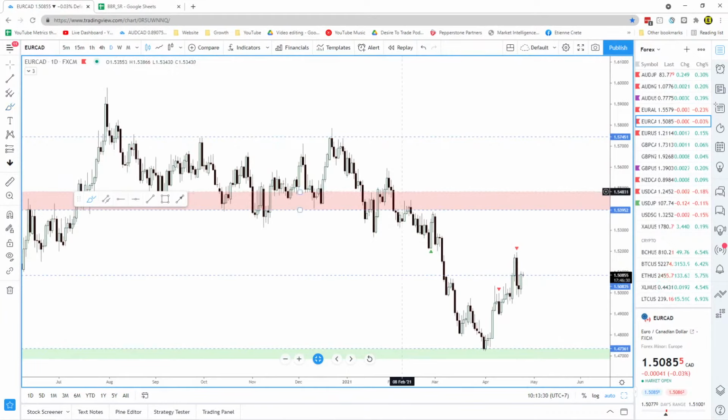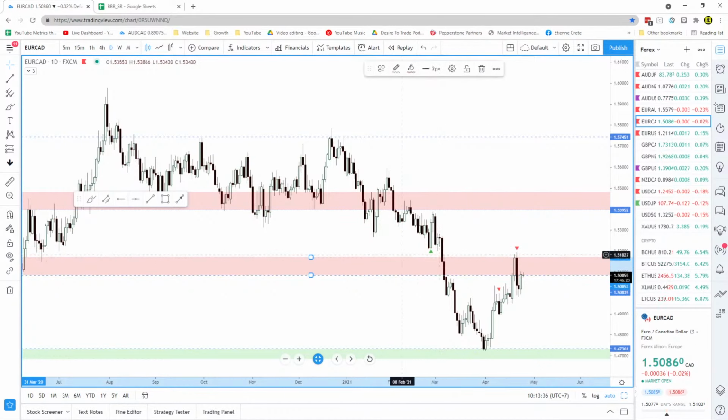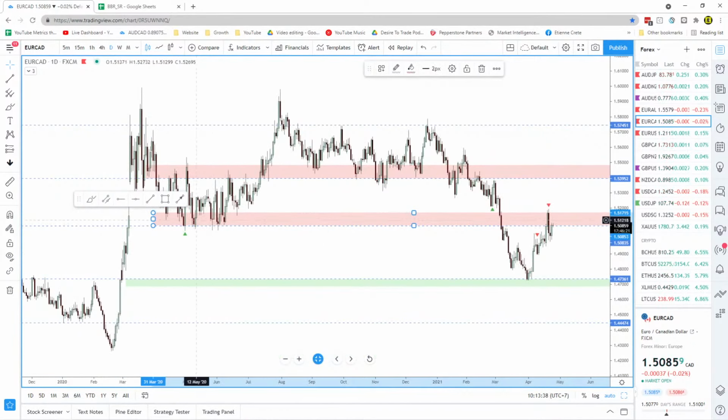Yeah, I forgot to put my zone here. Let me just do that quickly. There we go. So we look for price, actually, price is retracing back to these previous lows that now constitute a resistance area. So we want to look for bearish trades there.